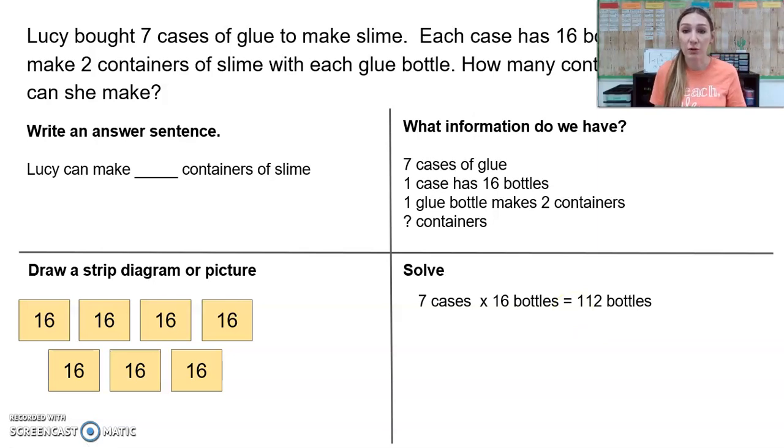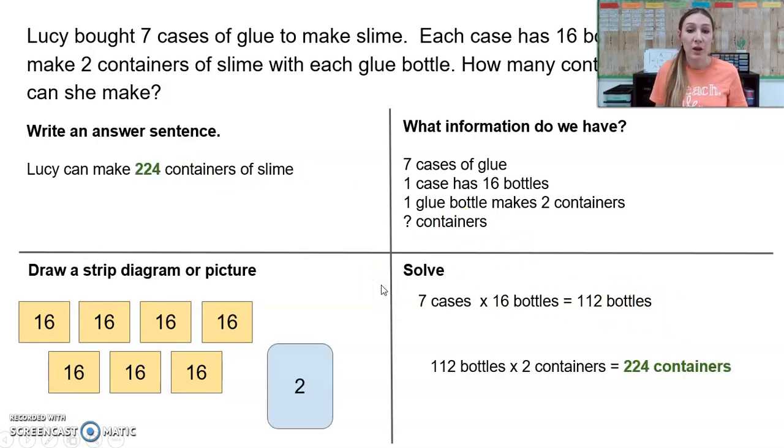So now that we know how many glue bottles we have, we now need to figure out how many containers of slime we need. So notice that my label in my answer sentence is containers, not bottles. So I need to solve for containers. So I'm going to draw another picture. One glue bottle can make 2 containers of slime. So I know that I have 112 bottles. So I'm going to take those 112 bottles and multiply by 2 because one glue bottle can make 2 containers. So if I have 112 glue bottles, I need to multiply that, or double that, to see how many containers I can make.